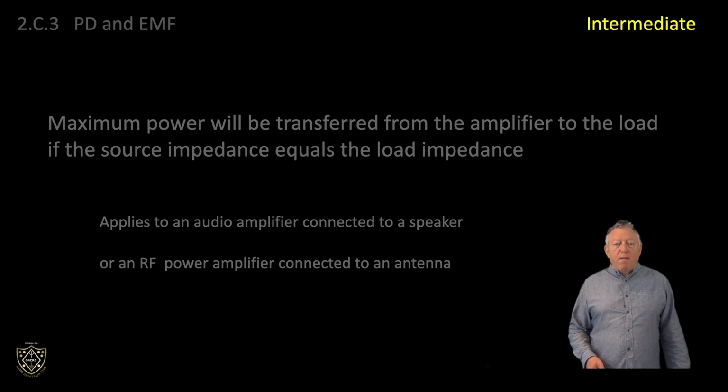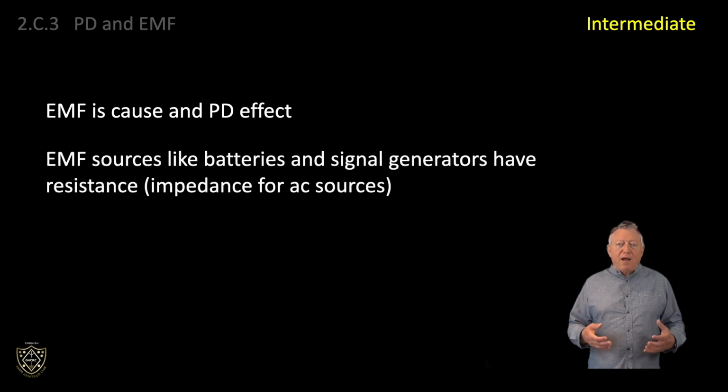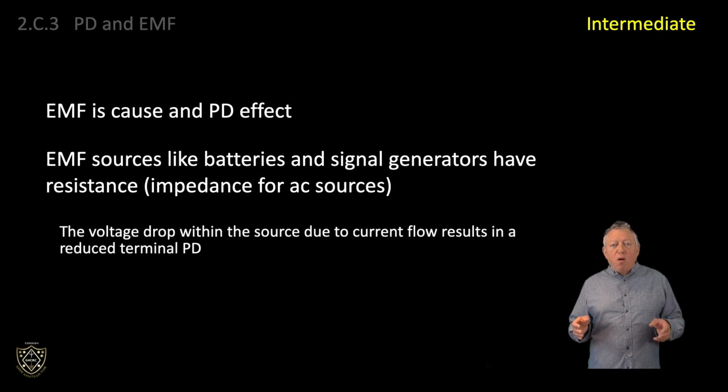These are the points to remember. EMF is cause and PD is effect. EMF sources like batteries and signal generators have resistance, or impedances for AC sources like oscillators. The voltage drop within the source device due to the current flow results in a reduced terminal PD. And a bit of extra learning, appreciate the implications of the maximum power transfer theorem.